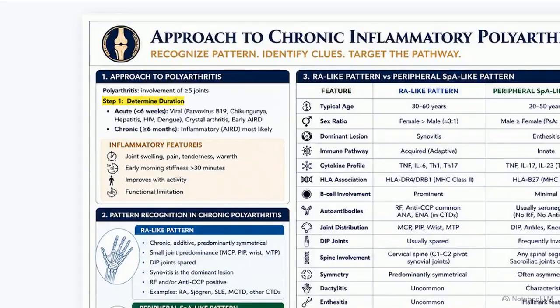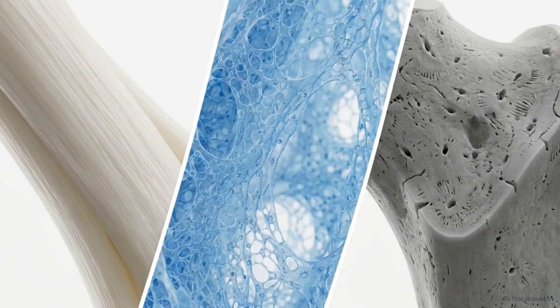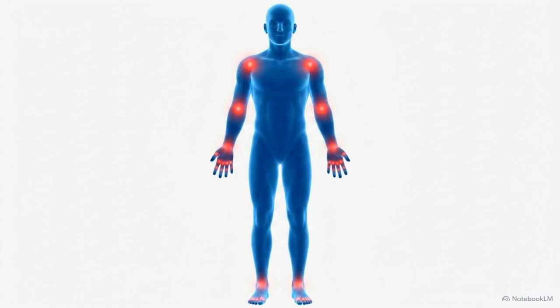Established clinical guidelines mandate duration as the first step in the approach. This timeline acts as a sieve, separating transient illnesses from chronic autoimmune processes. Once chronicity is officially confirmed, the diagnostic focus pivots to identifying the specific way the disease is affecting the body's tissues. The first major clinical phenotype is the rheumatoid arthritis, or RA-like pattern. It is characterized as a chronic, additive, and predominantly symmetrical condition.